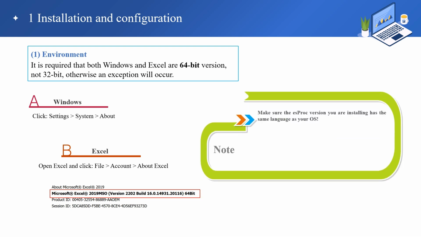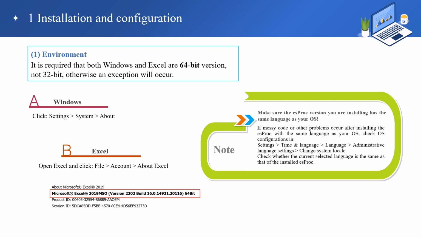Note that you should make sure the SPROC version you are installing has the same language as your operating system. That is, install an English version SPROC if you are using an English version OS, and a Chinese version SPROC if your OS is Chinese version, otherwise problems like messy code will occur. If messy code or other problems occur after installing the SPROC with the same language as your OS, check OS configurations in Settings, Time Language, Administrative Language Settings, change System Locale. Check whether the current selected language is the same as that of the installed SPROC. If not, change it accordingly.